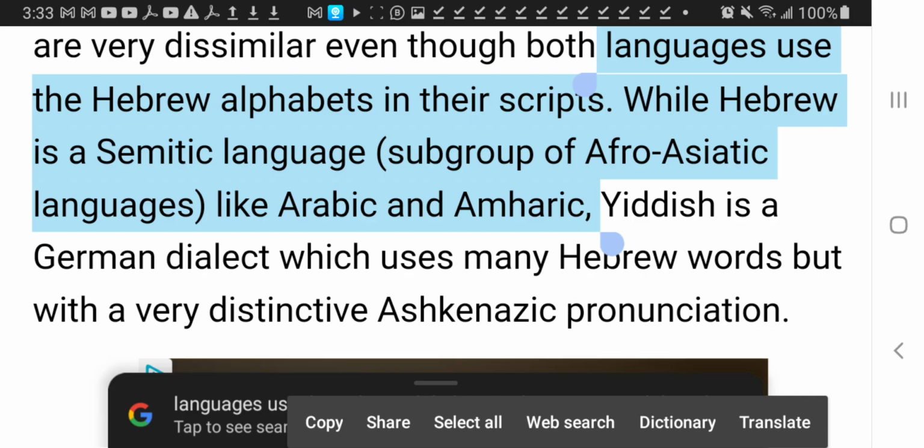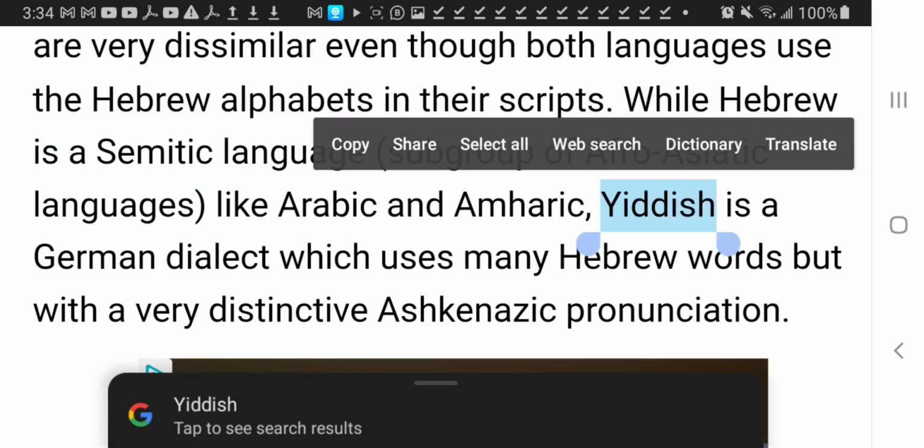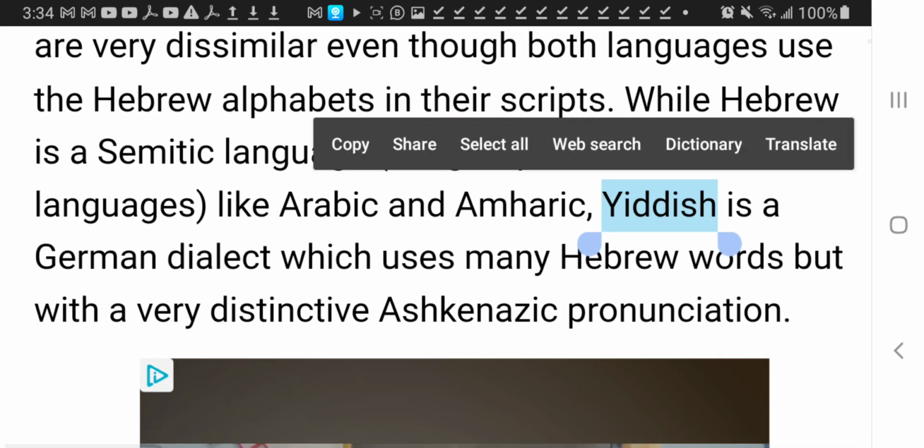So when we talk about Hebrew being Afro-Semitic or Afro-Asiatic, some of the scholars refer to it as Afro-Asiatic. In other scholarship, you might find Afro-Shemitic or Afro-Semitic. They said, now, Yiddish, what's the difference? What's the big difference between Hebrew and Yiddish? Well, Yiddish is a what? What does it say right here?